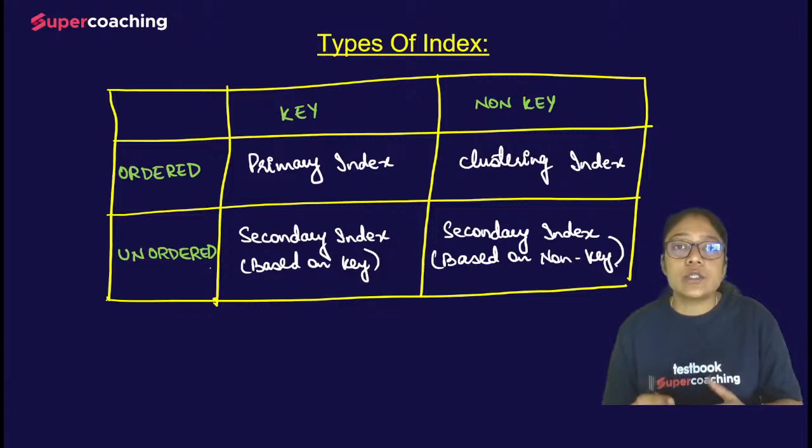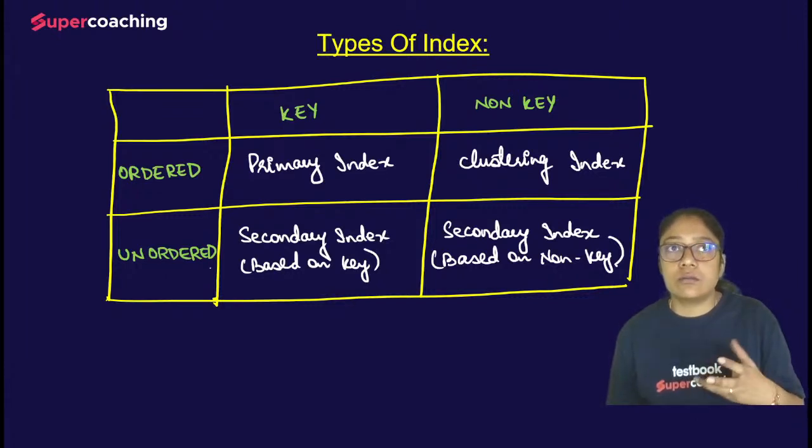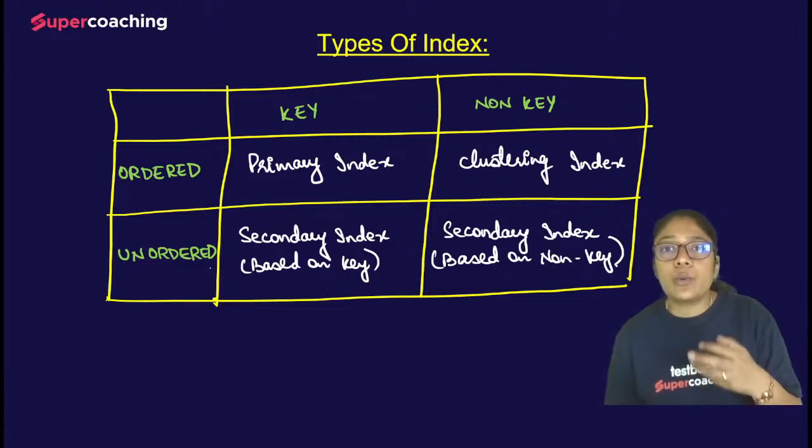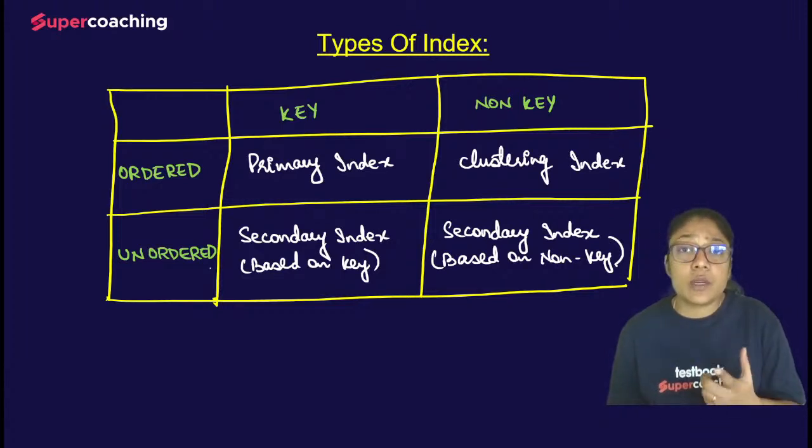So in the next session, we'll continue our discussion with multi-level indexing. First of all, we'll have a look over the concept of static multi-level indexing, then we'll go for dynamic multi-level indexing. In dynamic multi-level indexing, we will be talking about the concept of B tree and B plus tree.